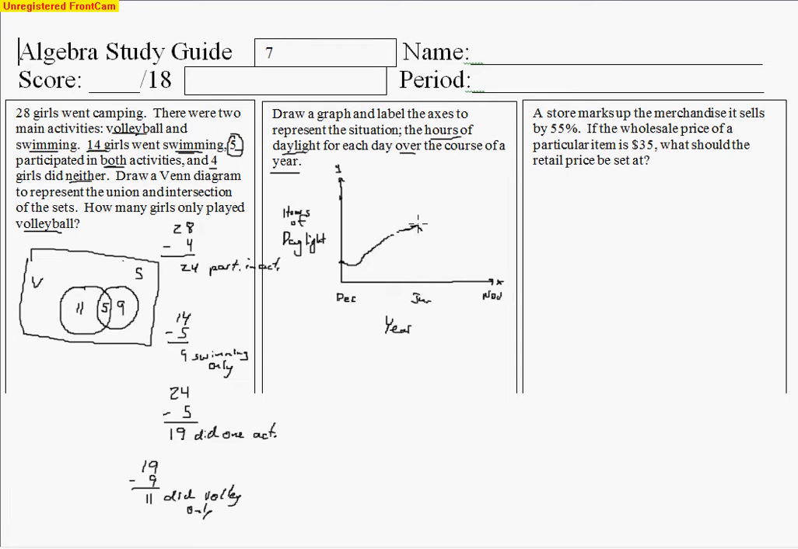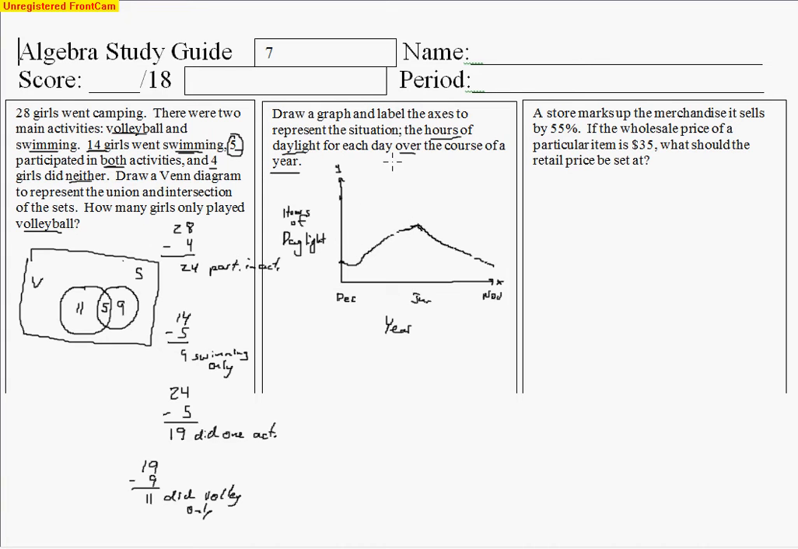And so it's going to pretty much stop up there and then come back down the same way it went back up. And it's going to decrease and decrease and decrease. And so until we get down to November again, and then it's going to continue to decrease through December. And so that might be a representation of it. So these can vary a little bit, but it needs to make sense.